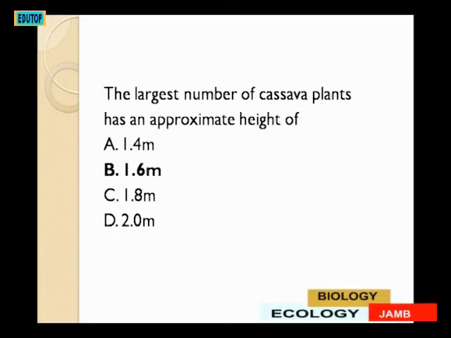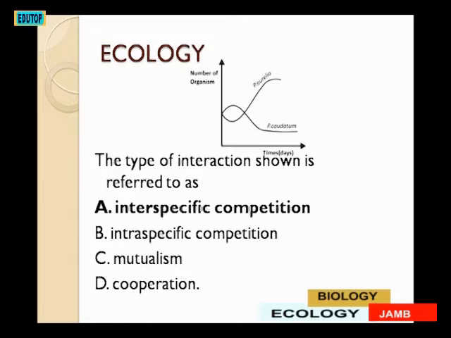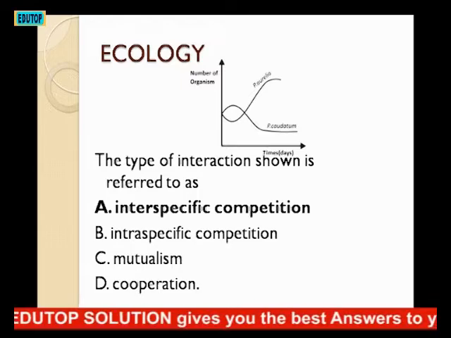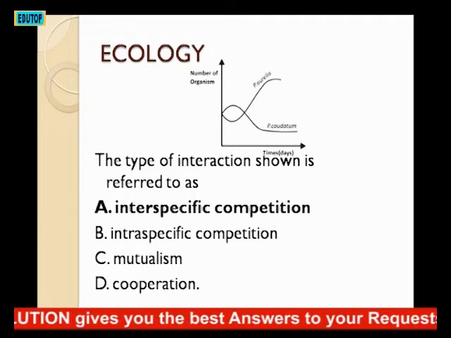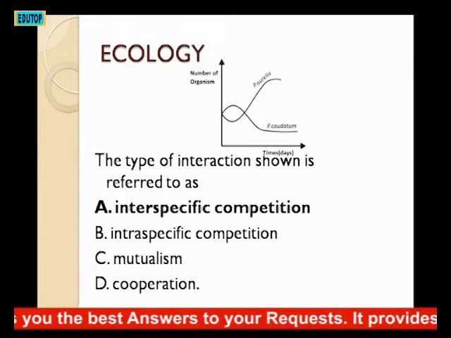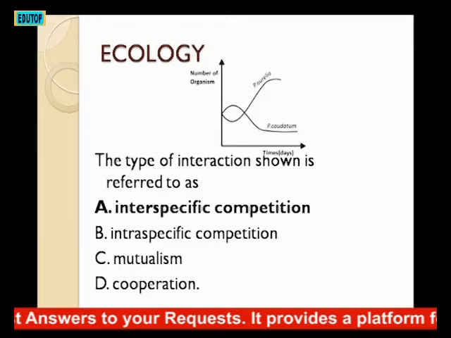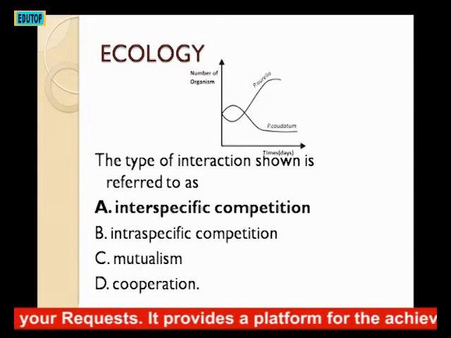The next question, the type of interaction shown is referred to as, this is also another graph that is showing two different species of organisms, P. aureola and P. caudator. So number of organisms as against the times or days. Looking at it now, you see that we have P. aureola rising up, even though it started lower than P. caudator, but it went higher, while P. caudator that started higher than P. aureola went downward. So let's answer the question.